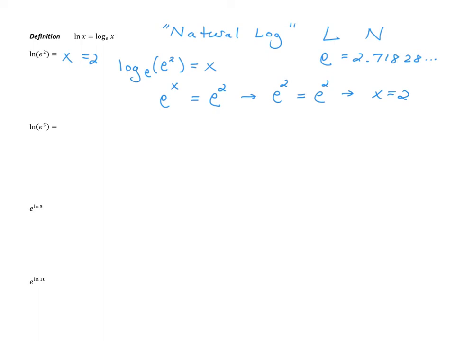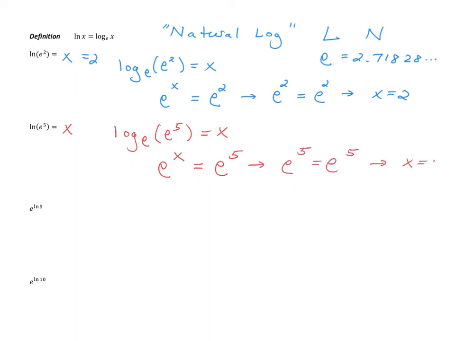But, just to be careful here, I'll call it x. Maybe I'll re-express this as log base e of e to the 5th. What does that equal? I would take the base and ask what number do I put in the exponent so I get e to the 5th back. And, well, that number's got to be 5. And therefore, x is 5.